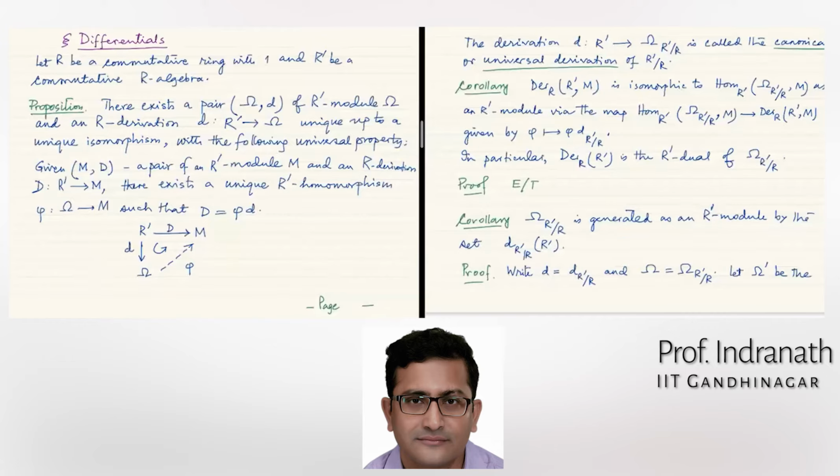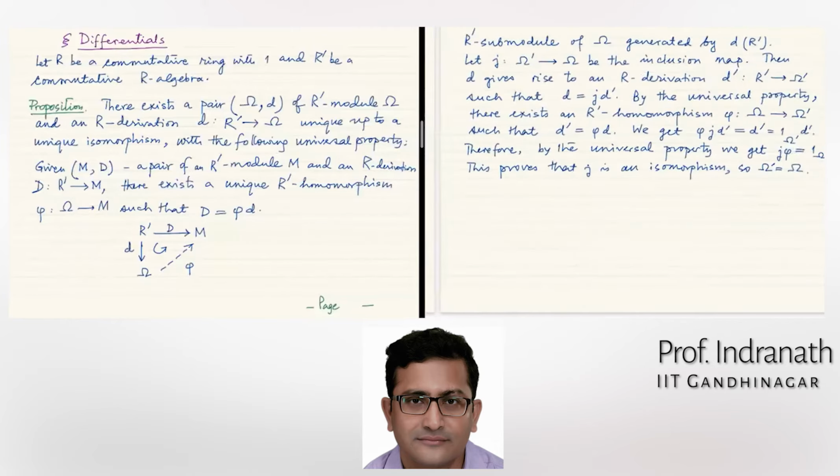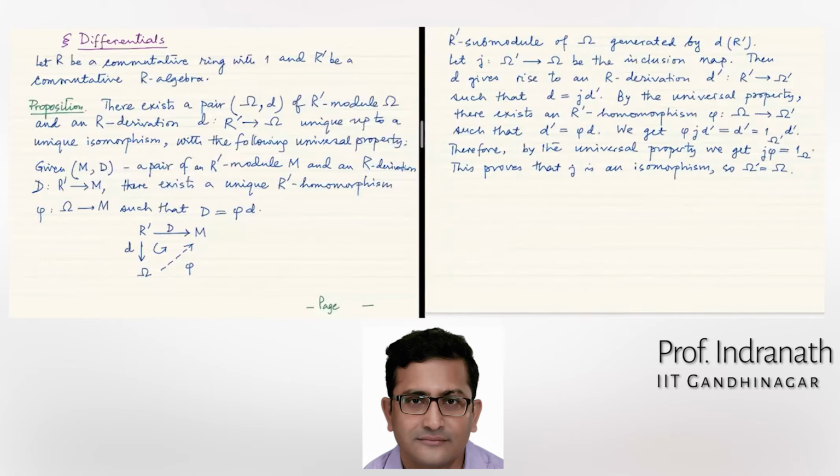So you just call omega dash the submodule generated by this set. And then what you want to show is that if you call J the inclusion map from omega dash to omega, this actually is an isomorphism. The inclusion map is an isomorphism. If you remember, in my second or third lecture, we have once seen such a situation. So it's something similar, that's why I thought it good to revisit such a thing.